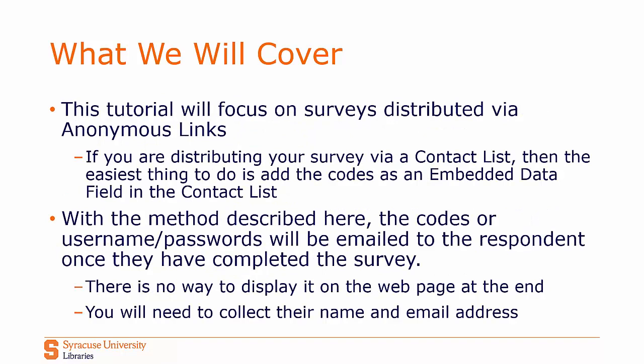This tutorial will focus on surveys distributed via anonymous links. If you are distributing your survey with a contact list, then the easiest thing to do is to add the codes as an embedded data field in the contact list. That way the codes will be available to you throughout the survey rather than just as an email at the very end.